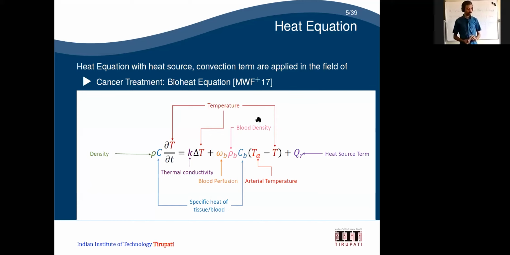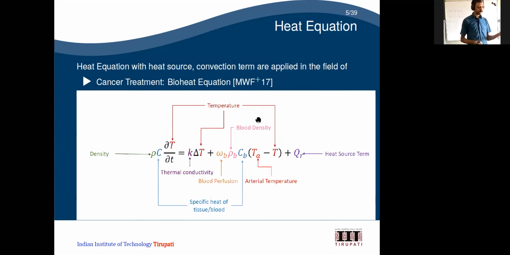If you have attended some of my guest lectures or seminars, you might have come across this equation, which is again the heat equation or bioheat equation, used for cancer treatment applications. Also, if you see your internal body heating, the same thing is covered here. The heat equation is given by rho c dT/dt equals k delta T plus omega b rho b, plus some extra terms. So this is once again the heat equation.